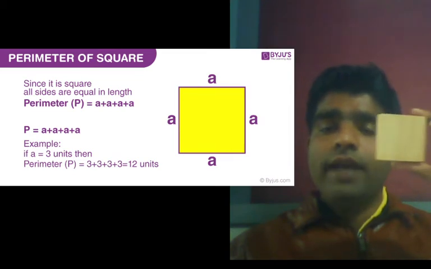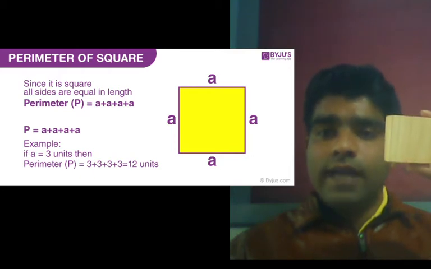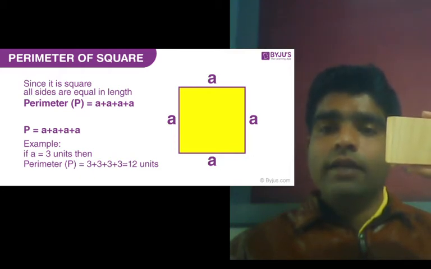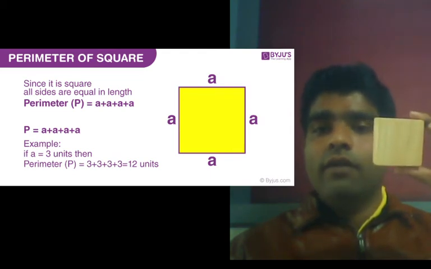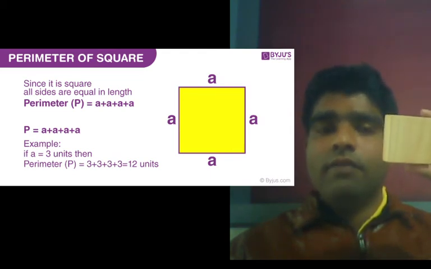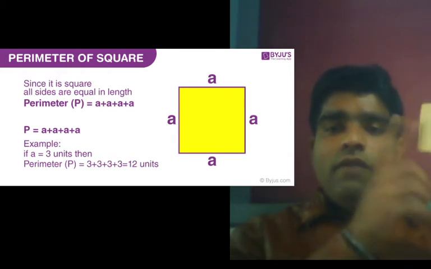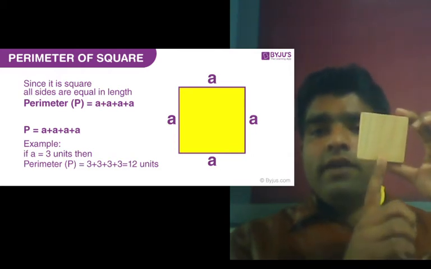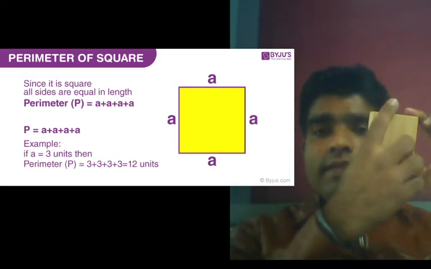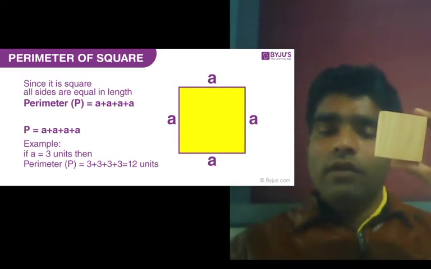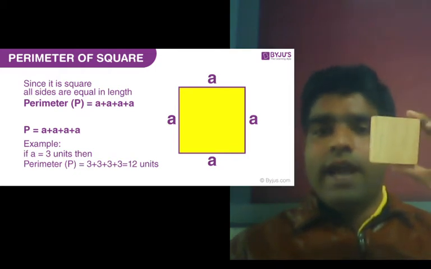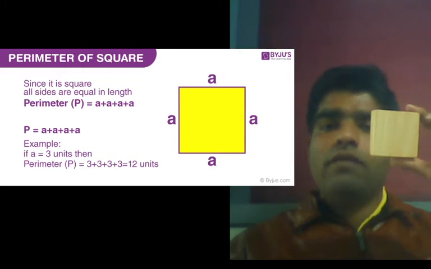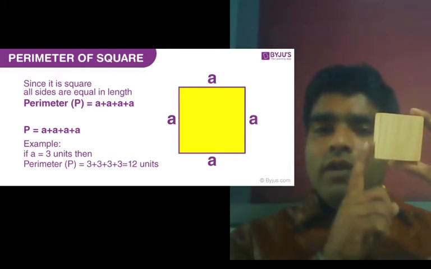First of all, we have to define the perimeter of a square. It means the sum of all the sides, the distance around. For example, I will measure the perimeter of a square starting from one side. This is the second, this is the third, and this is the fourth. Why? Because all four sides of a square are the same.